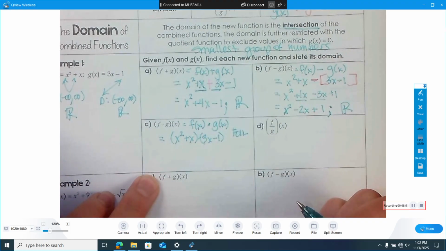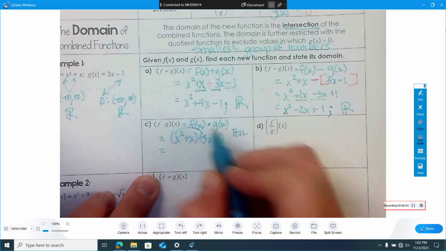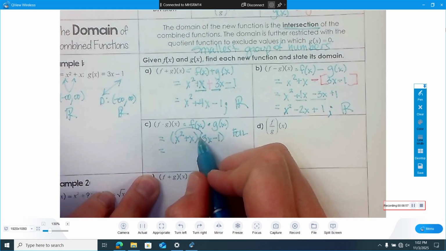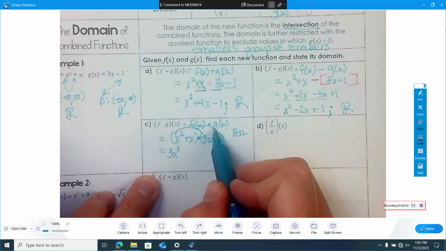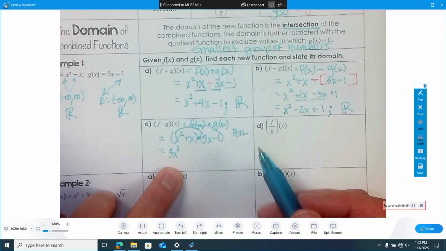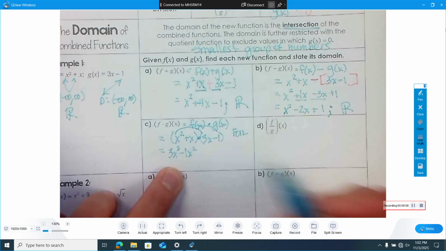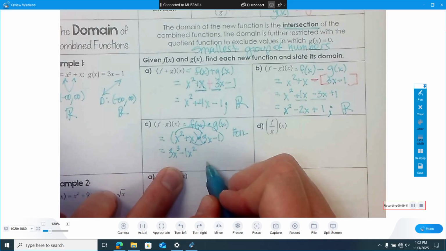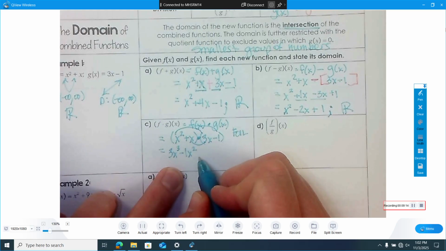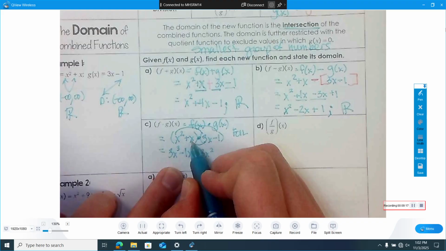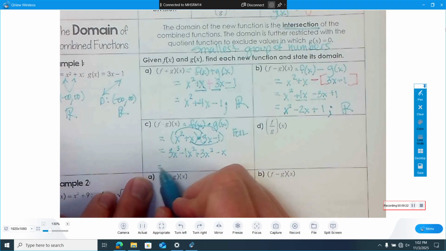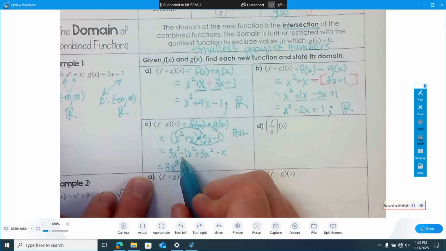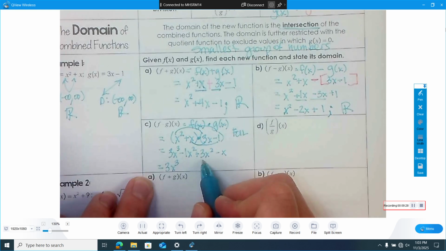FOIL. So let's see, first times first gives me what? 3x cubed, very good. And the outside would be negative 1x squared. And the inside would be positive 3x squared. And then last times last, negative x. And so just cleaning it up a little, 3x cubed. We've got a negative 1x squared and a positive 3x squared. Gives me 2x squared minus x.